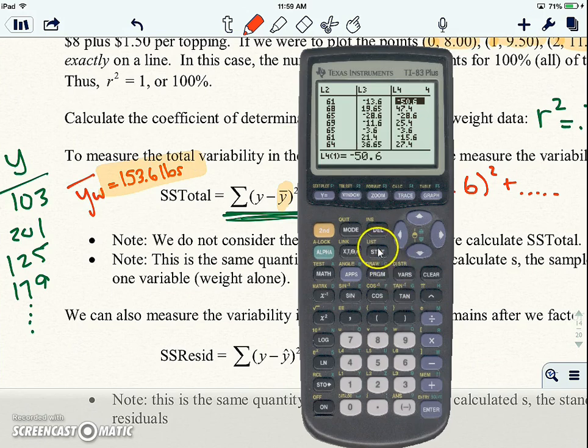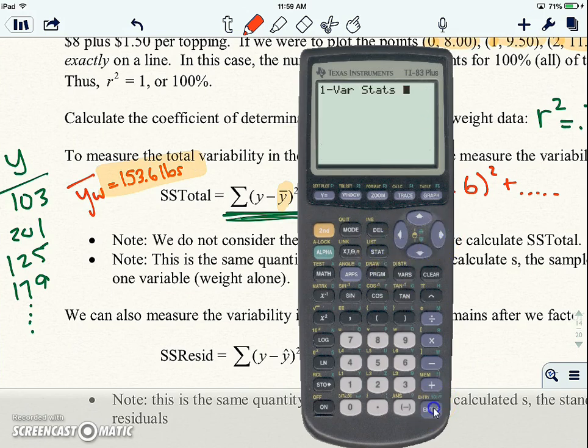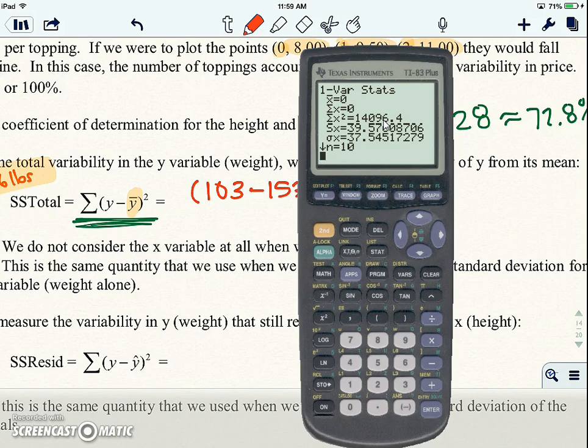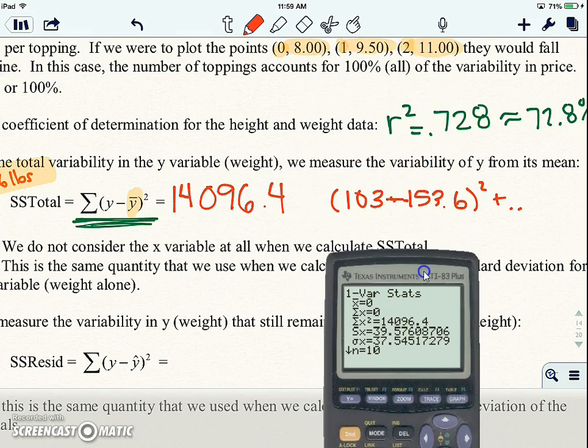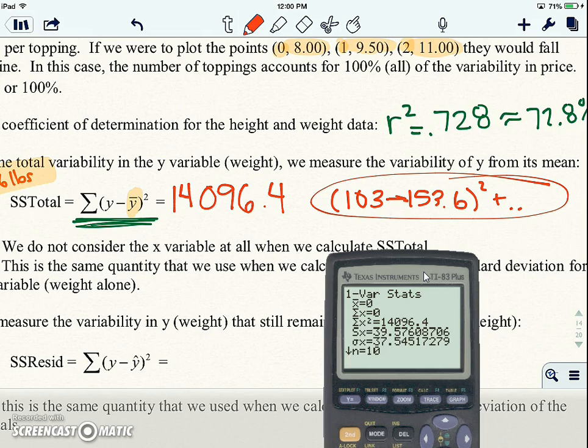There it is. Now I can go to stat, calculate, one variable stats, and have it figure out for me the sum of all of those list 4 values squared and added up, and that is 14096.4. So that was taking the sum of all of these values squared and adding them up.